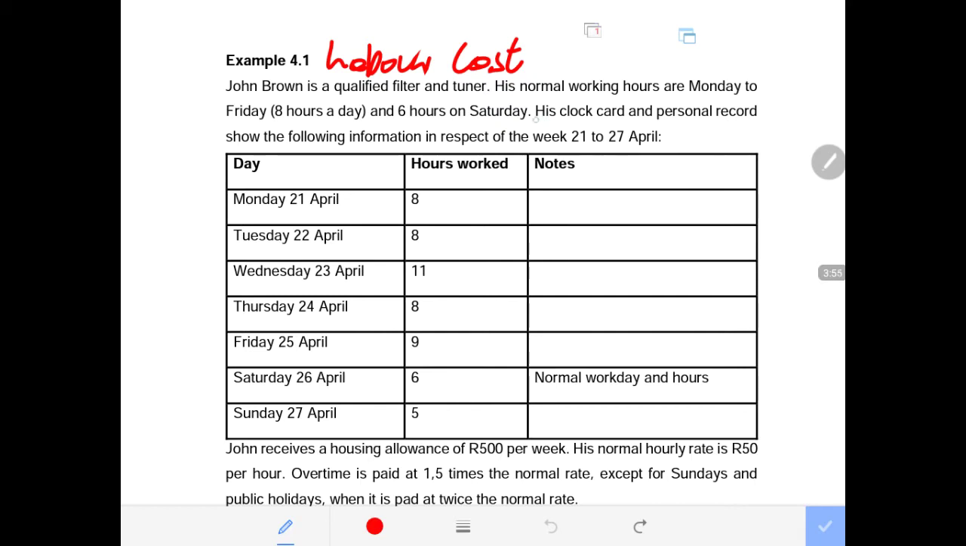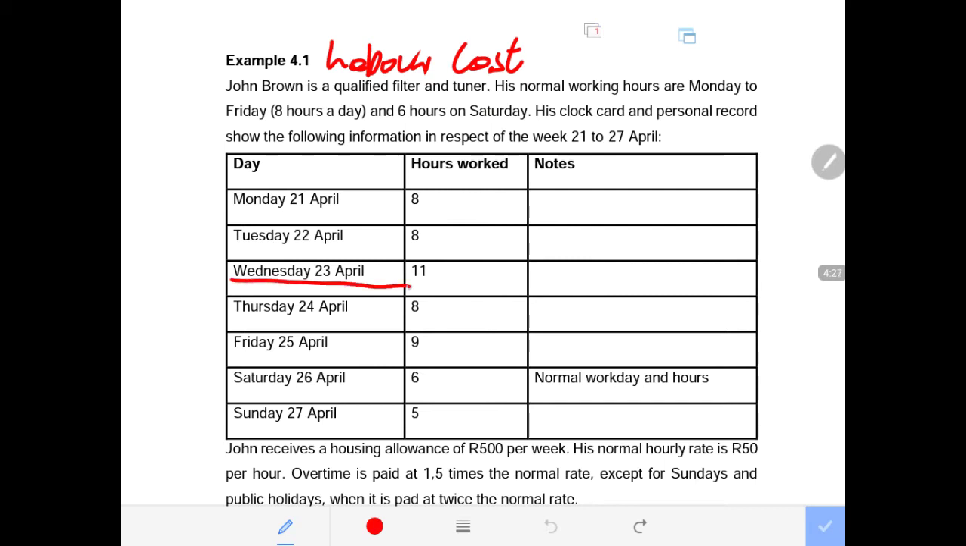It further says that his clock card and personal record show the following information in respect of the week ending 27 April, starting 21st of April. Now we are provided with the Monday where he worked 8 hours. We are provided with the 22nd, he worked 8 hours. Remember, the normal hours between Monday to Friday are 8 hours. So there was no overtime on Monday and there was no overtime on Tuesday.